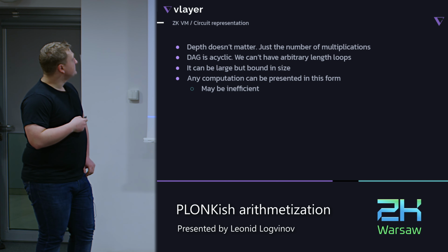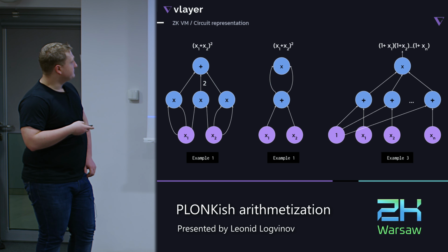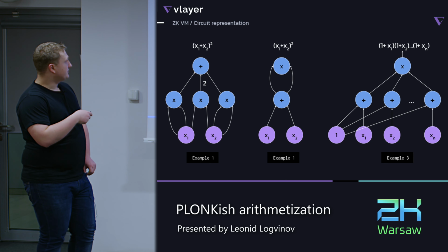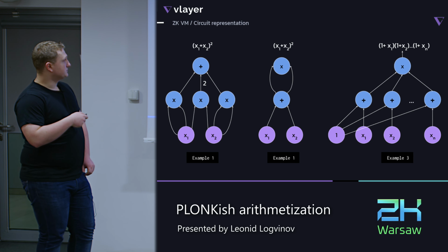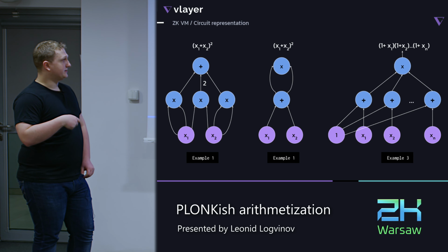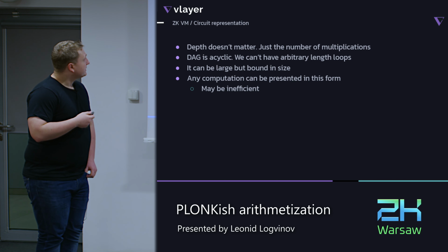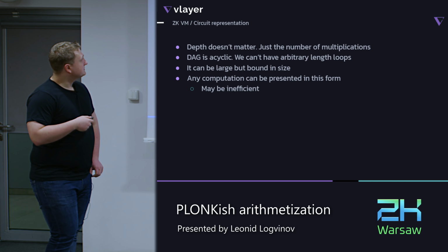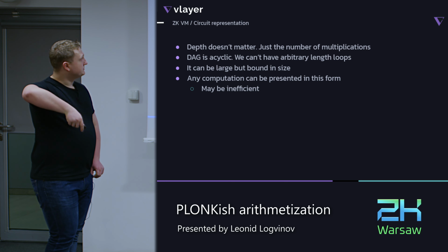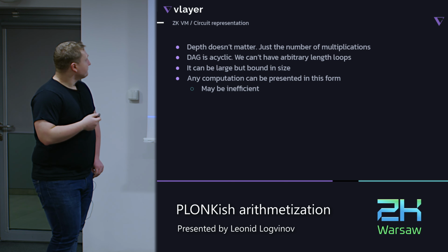And those are DAGs, directed acyclic graphs, because as we've seen before, this does not necessarily need to be a tree. This is a DAG. We cannot have cycles because we cannot have variables which depend on themselves, since we cannot then compute them. Yes, so those DAGs are acyclic. That means also that we can't have arbitrary length loops, because then we would need to cycle and cycle and cycle.